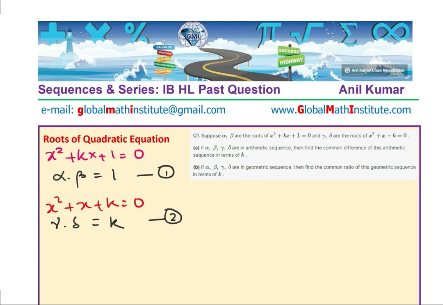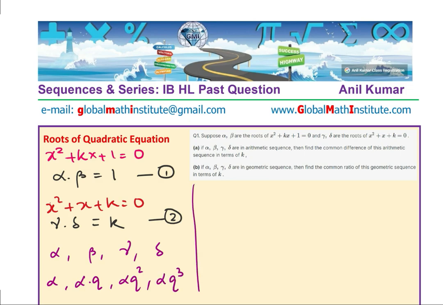Now, since these are in geometric progression, it means the roots alpha, beta, gamma and delta should be, if one is alpha, the other one will be alpha times q, if q is the ratio. And then gamma will be alpha times q square and delta will be alpha times q cube. Make sense? So you see how we have written it: alpha, beta will be alpha times q, gamma will be alpha times q square, delta will be alpha times q cube. So here are all these equations in terms of q, right?